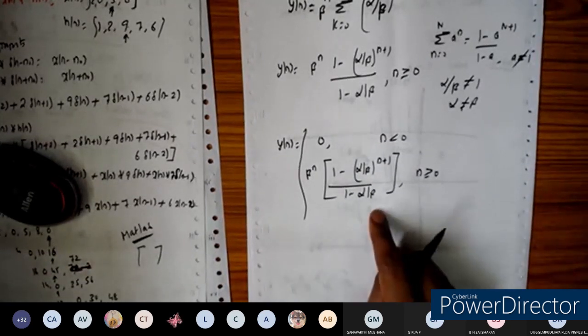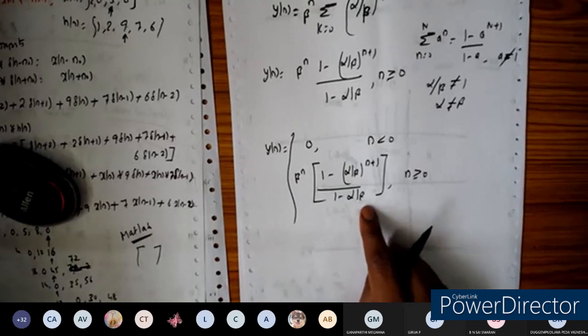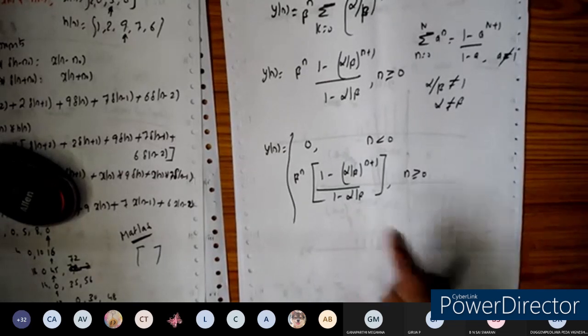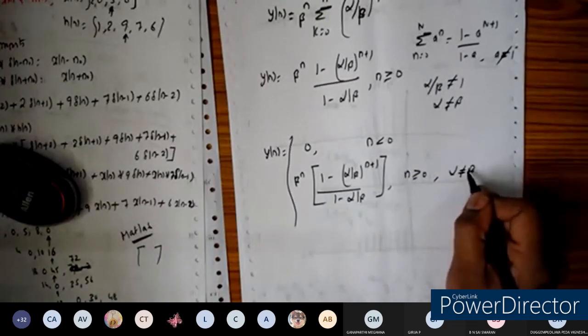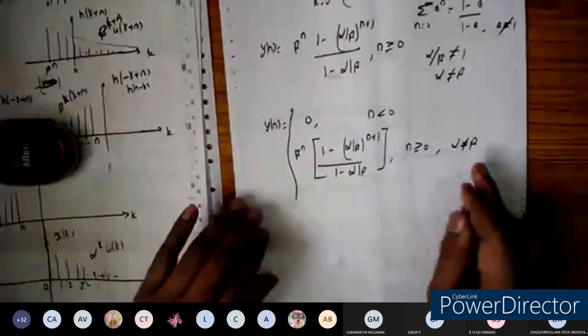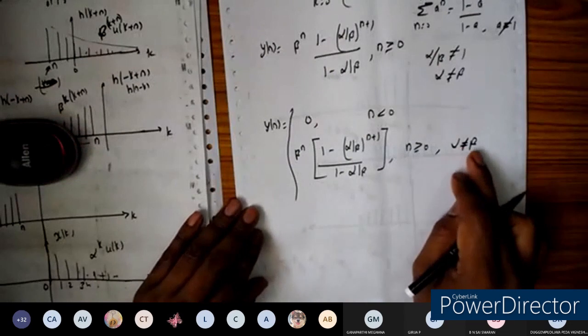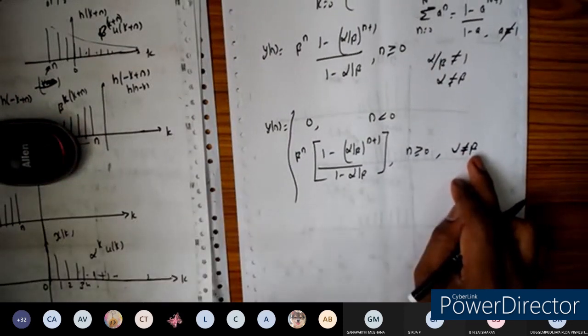Suppose alpha is equal to beta, we need to find the condition here. Let us see what will happen when alpha is equal to beta. So this is the case for alpha not equal to beta. Now let us see for the case alpha equal to beta, what answer we are going to get.